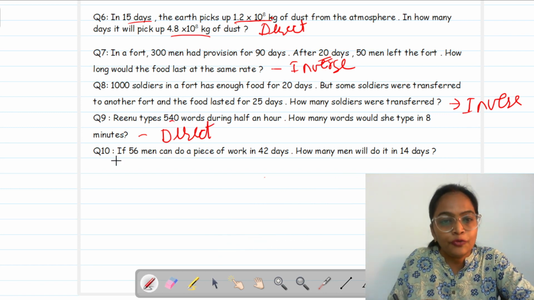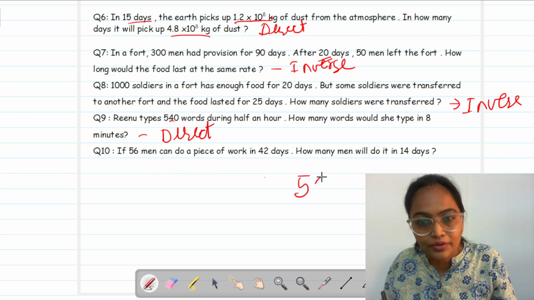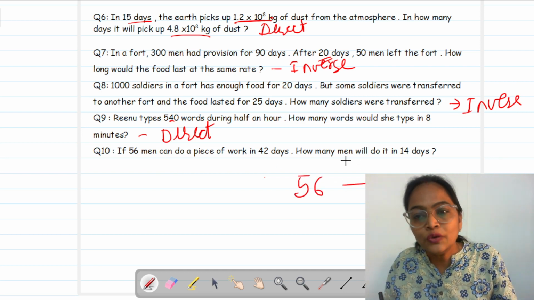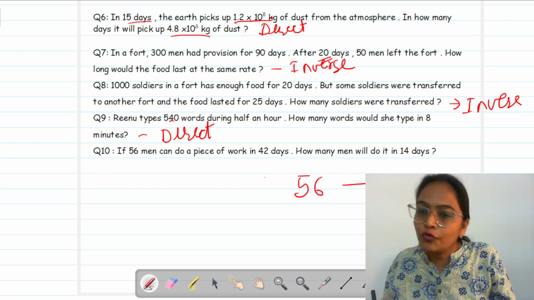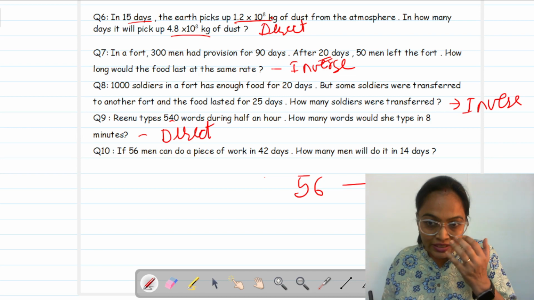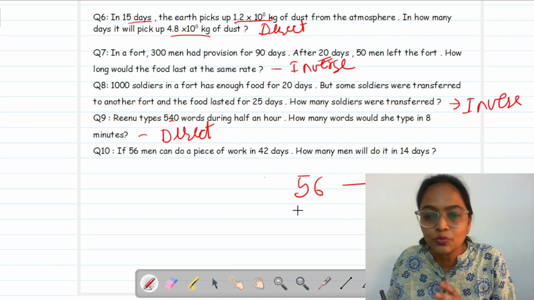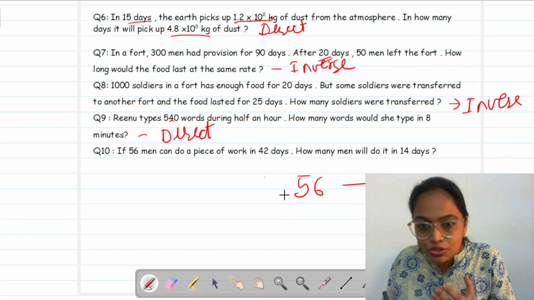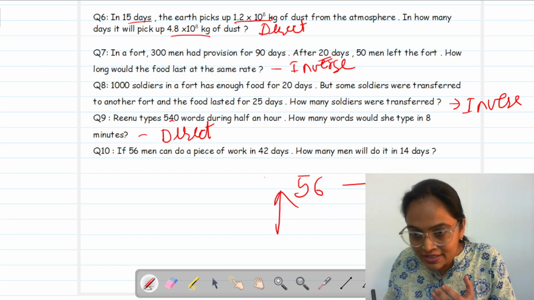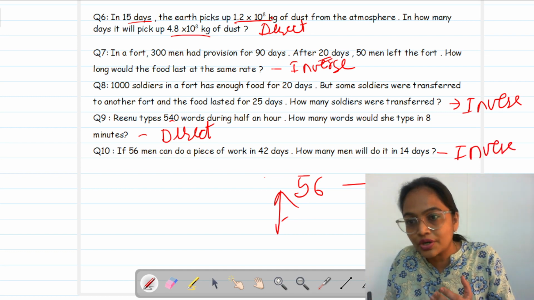Last question. If 56 men can do a piece of work in 42 days, how many men will do it in 14 days? Here the number of days is decreasing. Definitely we have to increase the manpower, that is, we have to increase the number of workers. So this will increase. One is decreasing, another is increasing, and again it is the case of inverse variation, right?